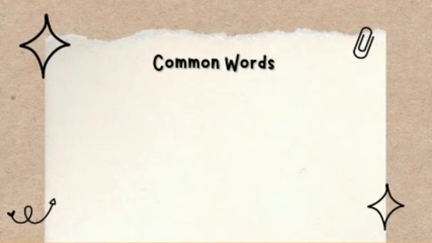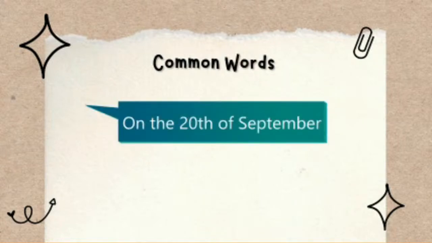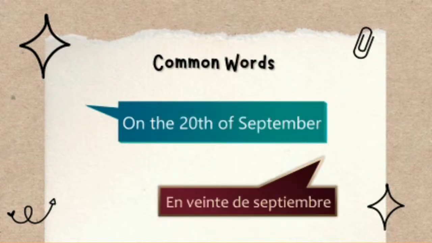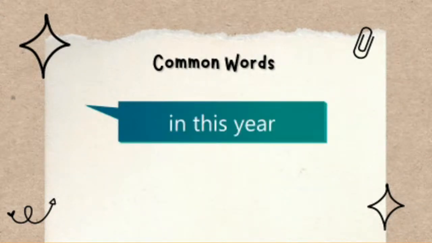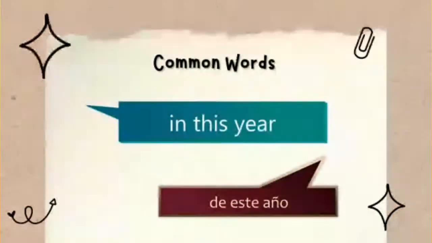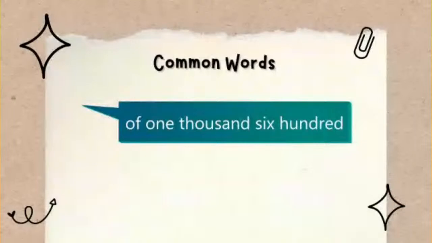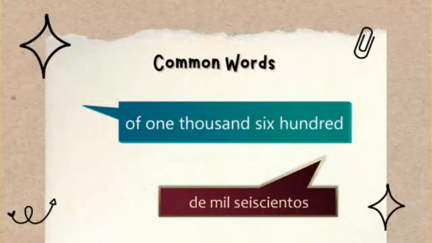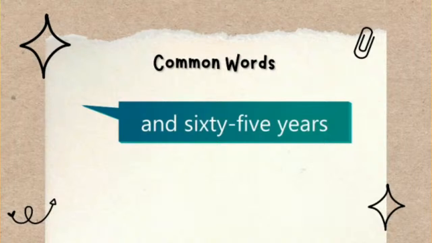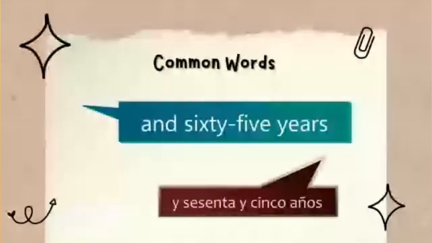Most of the time what you will see is the numbers put together spelled out in the long form. So on the 20th of September, 20 de septiembre, in this year, de este año, of 1,600, de 1,665 would be 65 años, and that is year.